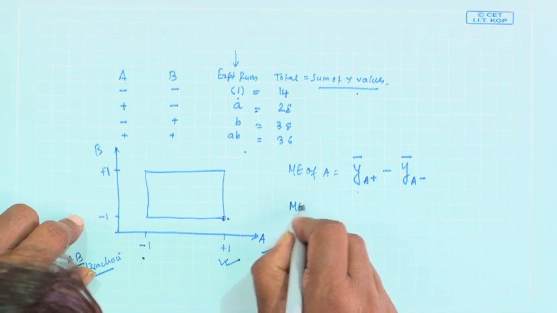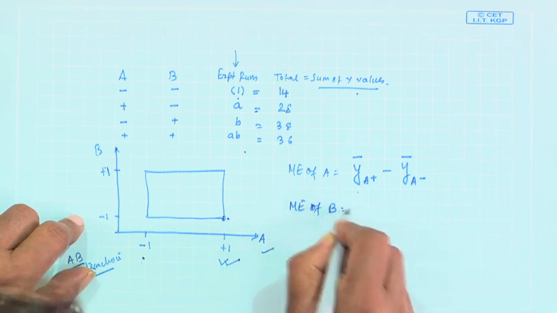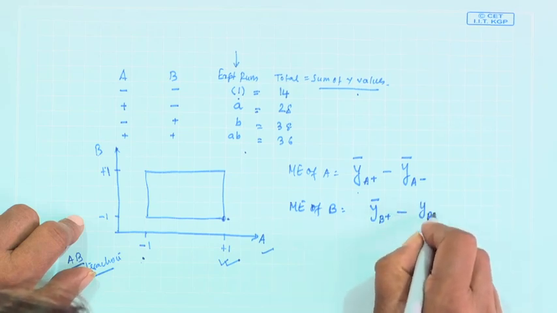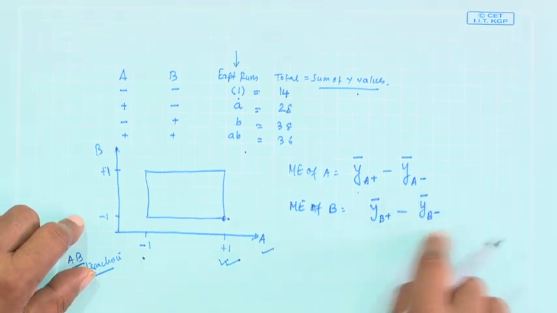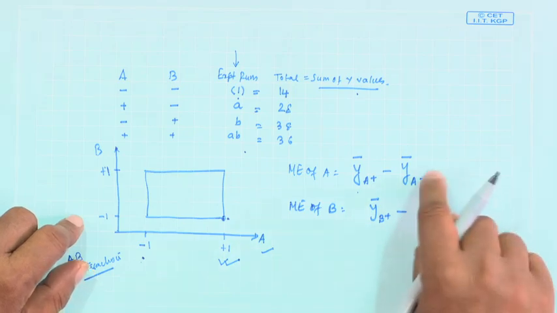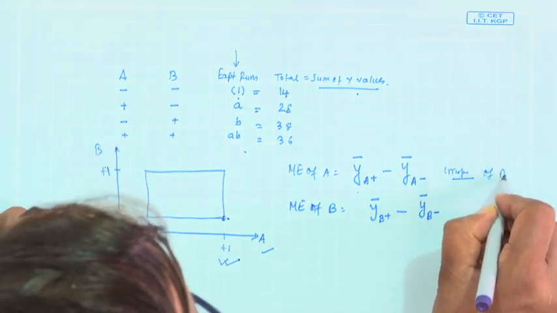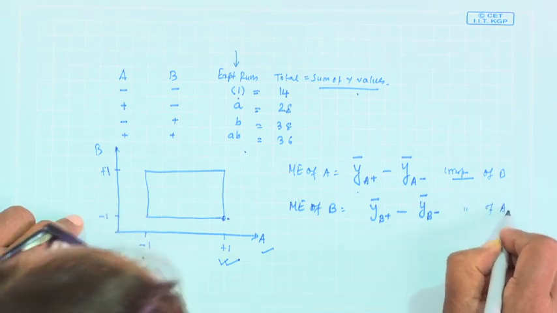Similarly, the main effect of B will be the same thing: y bar B high minus y bar B low, plus for high and minus for low. Here irrespective of B, and here irrespective of A.